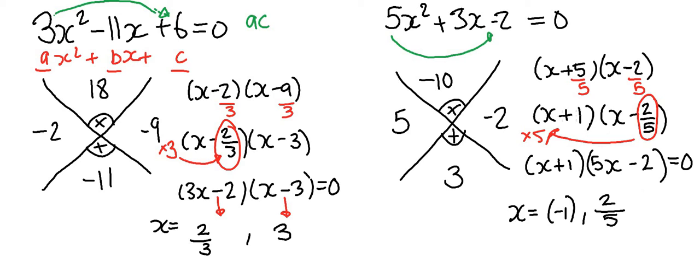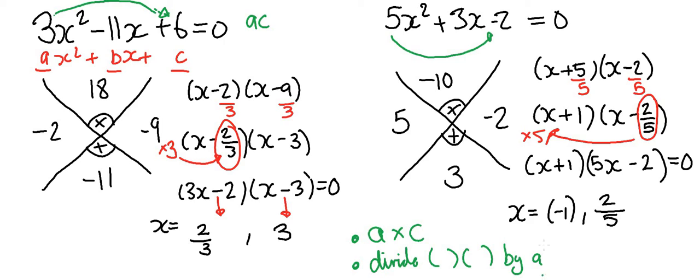Okay, so remember just those extra steps. Multiply a by c. Then we have to divide the brackets by a, and then multiply out the fraction. Okay, this is one method. There are others as well. I just thought this was the simplest one for you to remember.